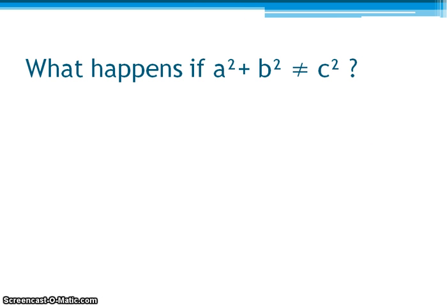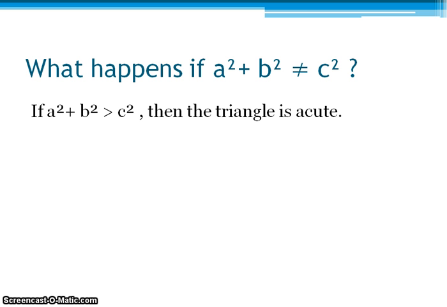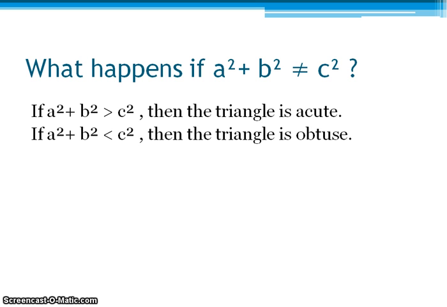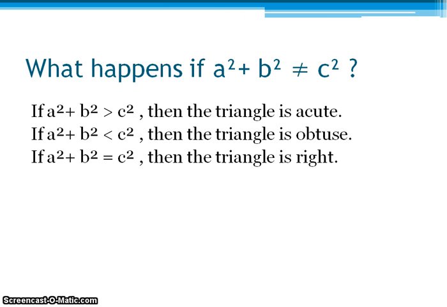So what happens if I have 3 sides and my 2 smaller sides, when I square them and add them, they're not equal to my third side? a squared plus b squared does not equal c squared. Well, if a squared plus b squared is greater than c squared, our triangle is acute. If a squared plus b squared is less than c squared, then our triangle is obtuse. And of course, if they are equal, then our triangle is right.